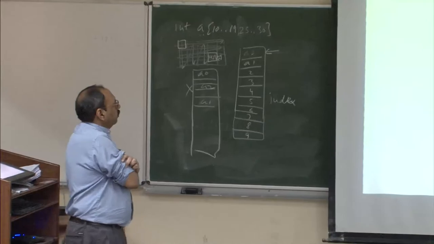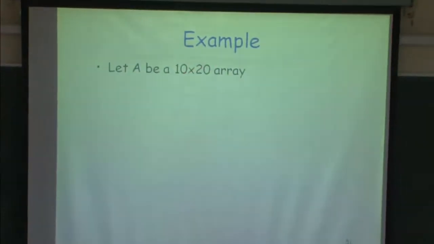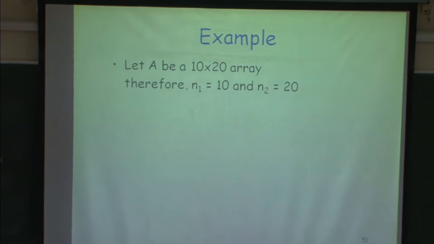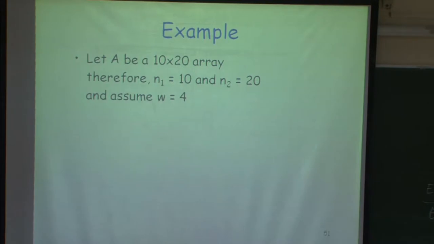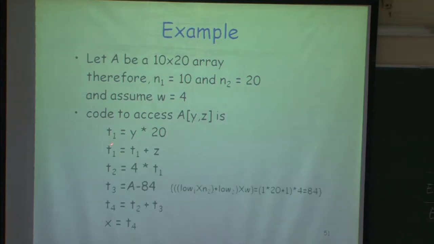So as code generation, what will you do? Say I have an array A which is 10 by 20, so n1 is 10 elements, n2 is 20 elements, and I assume that w is 4, which means each element takes 4 bytes. Okay? And I want to access A[Y, Z], so Y and Z are two indices. Okay. This is how my code will look. I'll say that T1 is Y star 20. This part corresponds to the computation of Y and Z. And this part is T3. When I say T3, this is really computing this constant.